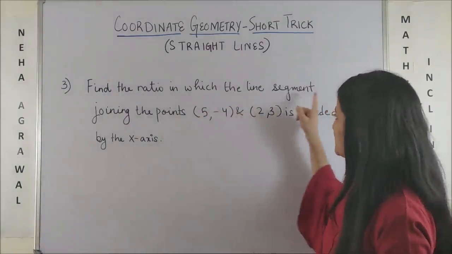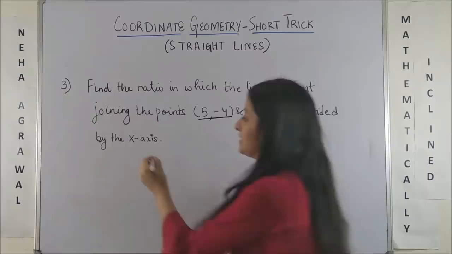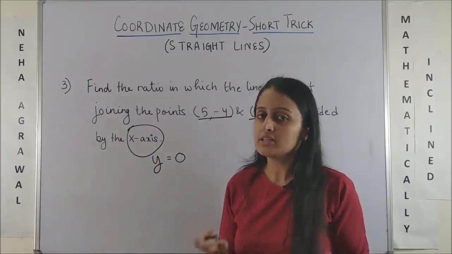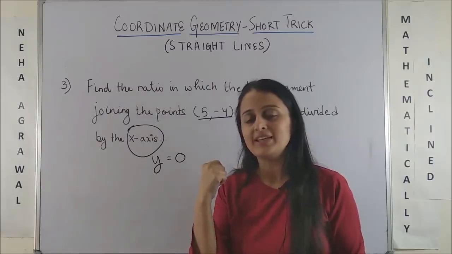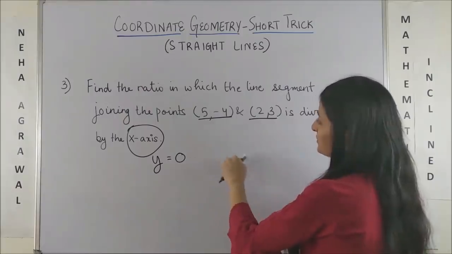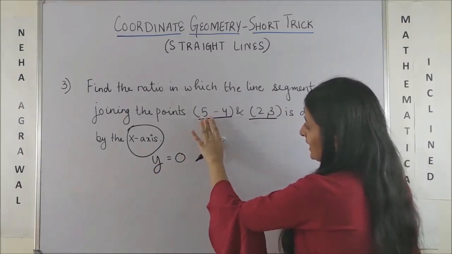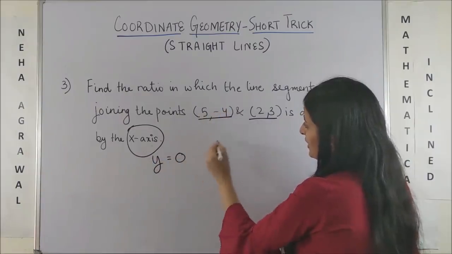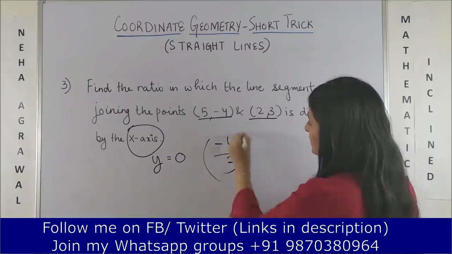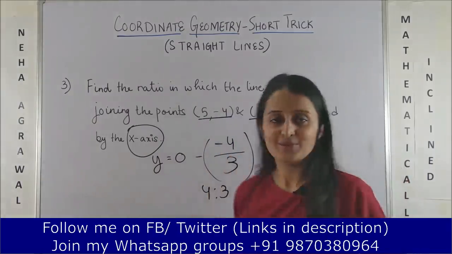So find the ratio in which the line segment joining these 2 points is divided by the x-axis. So very simple, the equation is y is equal to 0, and this tells you that this question you can handle orally. Okay, so here you get y is equal to 0, so with x coordinate there's nothing. For y I plug in minus 4 upon likewise 3, you know you take the negative for this, so the ratio is 4:3.